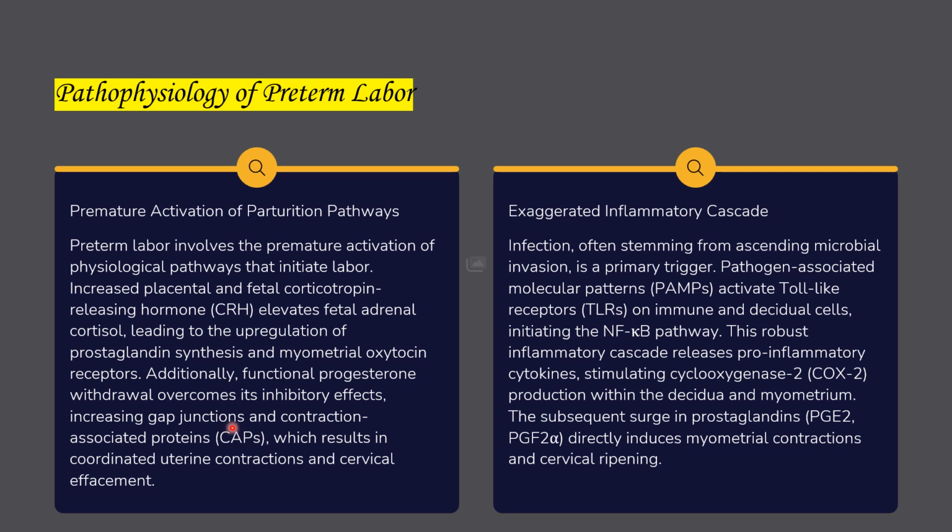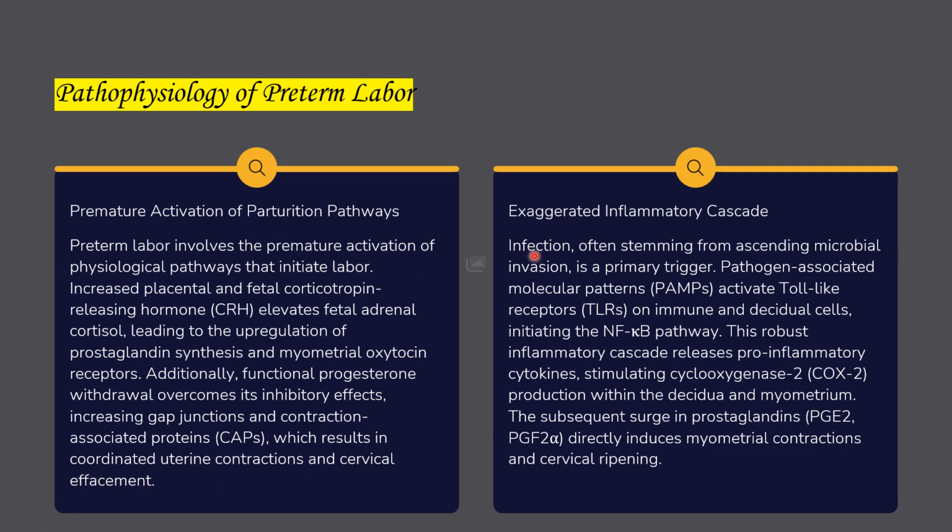Additionally, the functional progesterone withdrawal overcomes its inhibitory effect. Here the progesterone and estrogen ratio alters. There is a decrease in the progesterone and an increase in the estrogen, which eventually increases the gap junction protein and contraction associated protein. Now these proteins result in coordinated uterine contraction and cervical effacement.